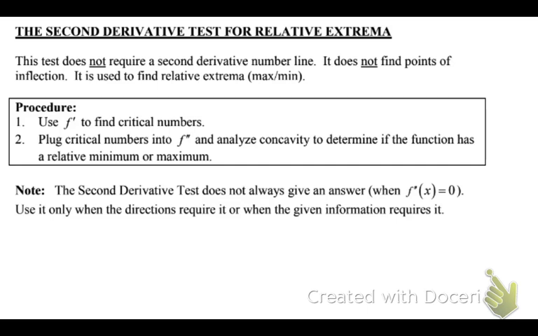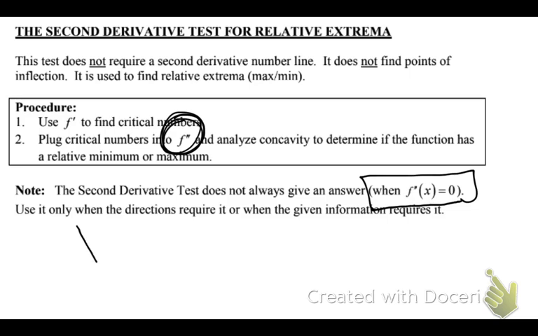Sometimes the second derivative test is inconclusive. If you ever get a result of f double prime of x equals 0 when you're testing the signs, then it's inconclusive and you have to refer back to the first derivative test anyway. The way that you do this is you use f prime to find critical numbers, and you plug those critical numbers into the second derivative to analyze the concavity. And from that concavity, we can determine whether we have a relative max or a relative min.